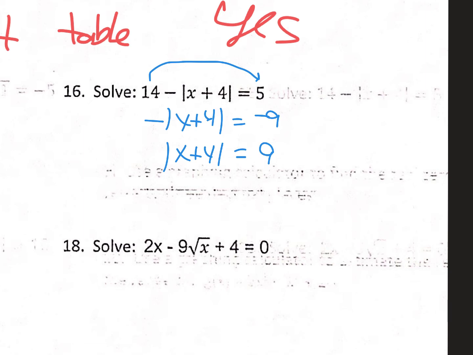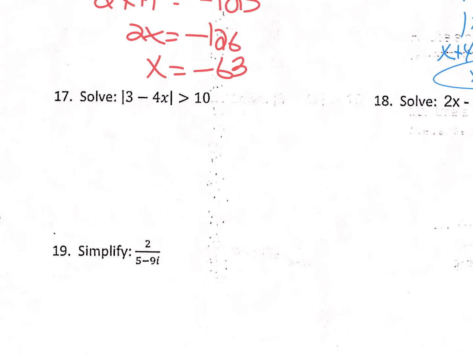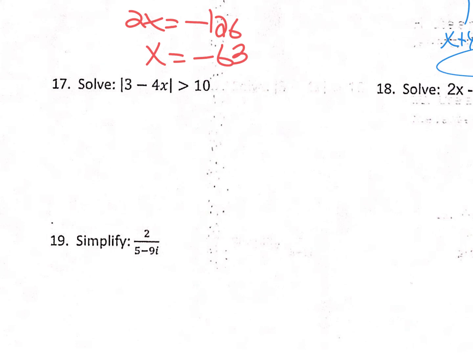Once you get absolute value isolated, remember 2 bars, 2 answers. Set it equal to 9, set it equal to negative 9, and you're ready to roll. So I'm just going to move that 4 over, make it 5, move that 4 over, becomes negative 13. That's all there is to it. 2 bars, 2 answers.